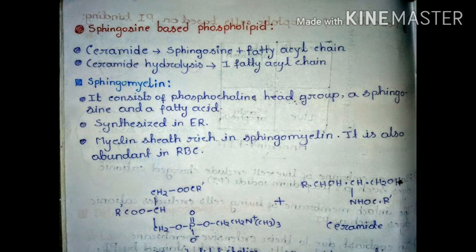The myelin sheath is rich in sphingomyelin. The myelin sheath which is present in the nerve is rich in sphingomyelin. Not only that, if we study the RBC plasma membrane, we find that the plasma membrane of the RBC is abundant in sphingomyelin.